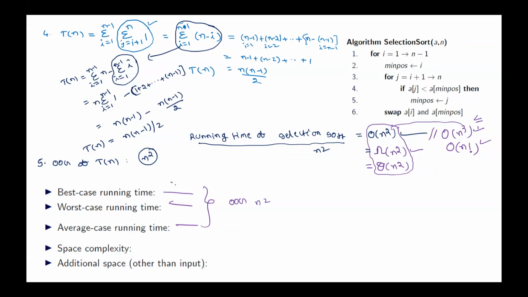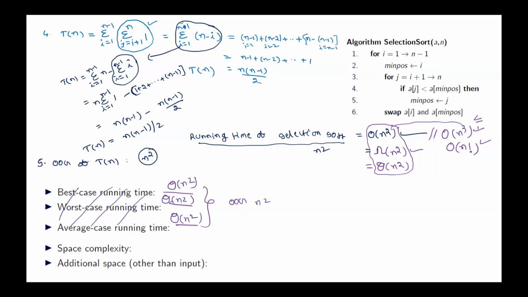And if you want, you can write the answer as theta of n square. Actually, these are not required. In this case, best and worst are the same. It does not depend upon the elements, so there's no need to check. Still there is no change.